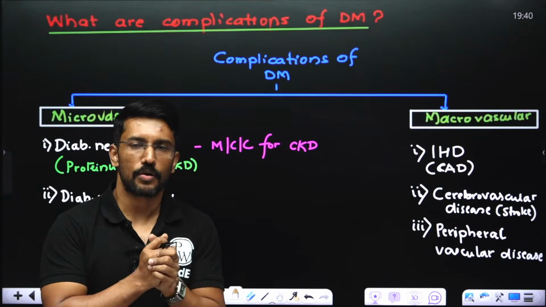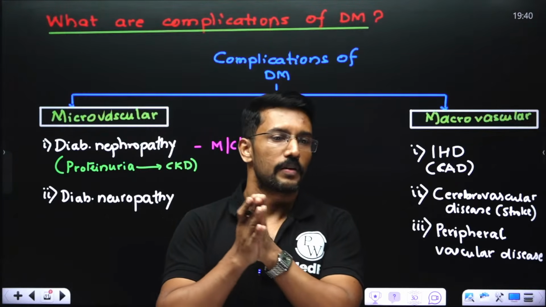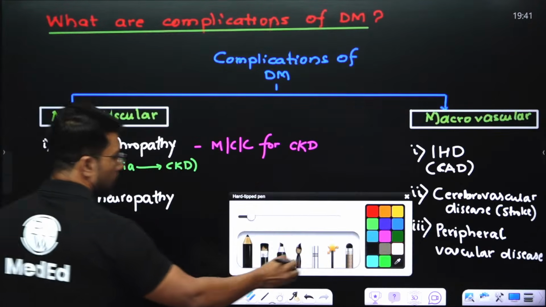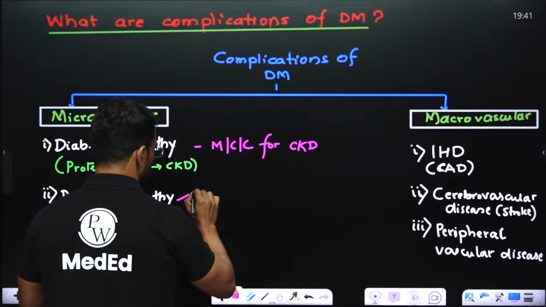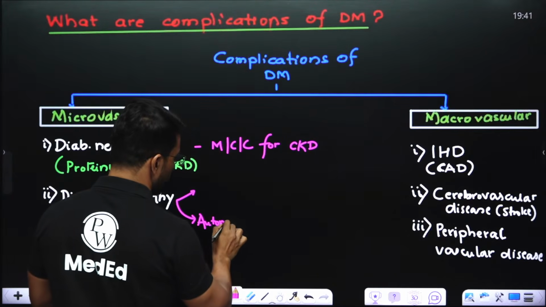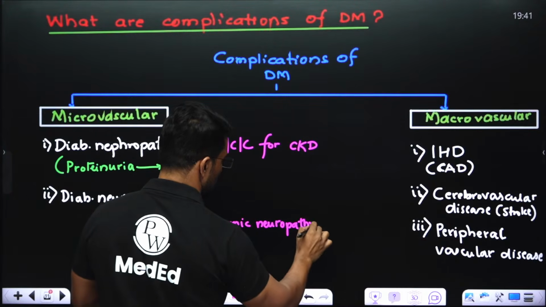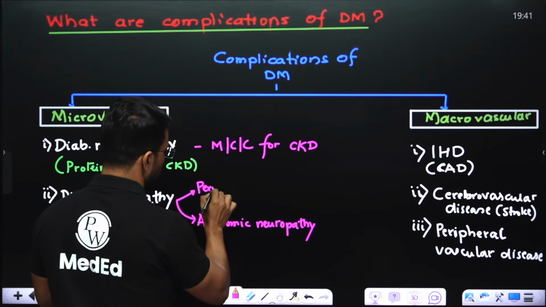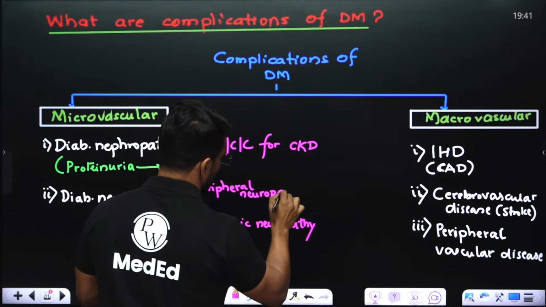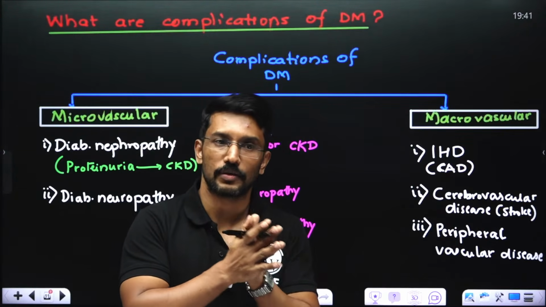Now, when I talk about neuropathy, which nerves are being affected? Is it peripheral nerves? Is it the autonomic nervous system? Please remember, it affects both. So when we talk about diabetic neuropathy, it can affect peripheral nerves as well as autonomic nerves. So it causes autonomic neuropathy and peripheral neuropathy. And when it is causing peripheral neuropathy, it can affect a single nerve or multiple nerves, so it can cause mononeuropathy as well as polyneuropathy.